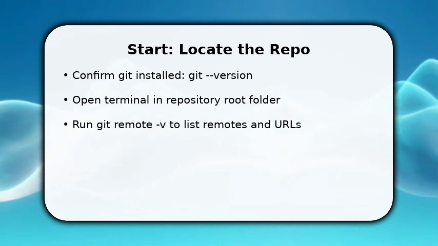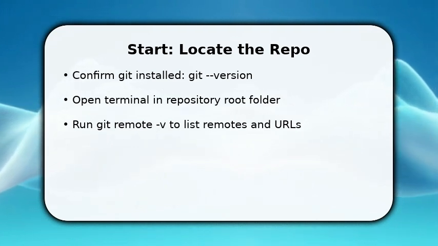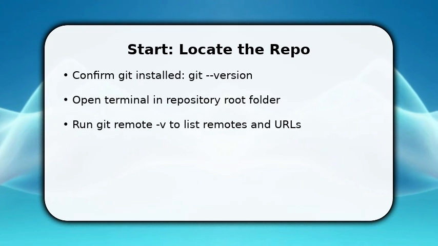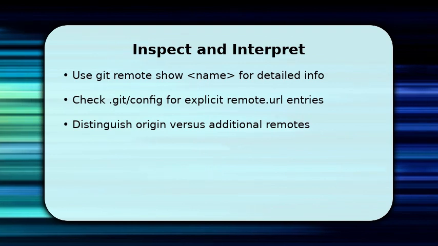Once you see it, note whether the URL is SSH or HTTPS, so you choose the right access method later. Next, inspect details to understand how the remote is configured. Run git remote show origin or git remote show <name> to get fetch/push refs and the default branch. This explains which branch tracks which remote.